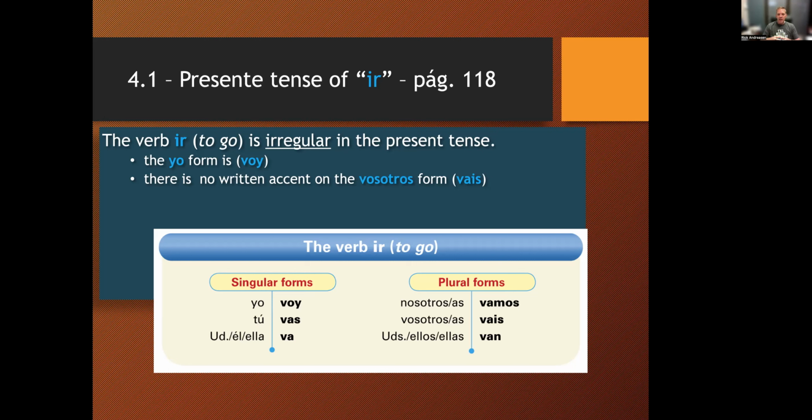So the conjugation in the present tense of the verb ir is yo voy, tú vas, usted, él, ella va, nosotros vamos, vosotros, vosotras vais, and ustedes, ellos, y ellas van. So again, it looks pretty regular following the AR conjugations, but it's irregular because it's an IR verb, and then because of the yo form.